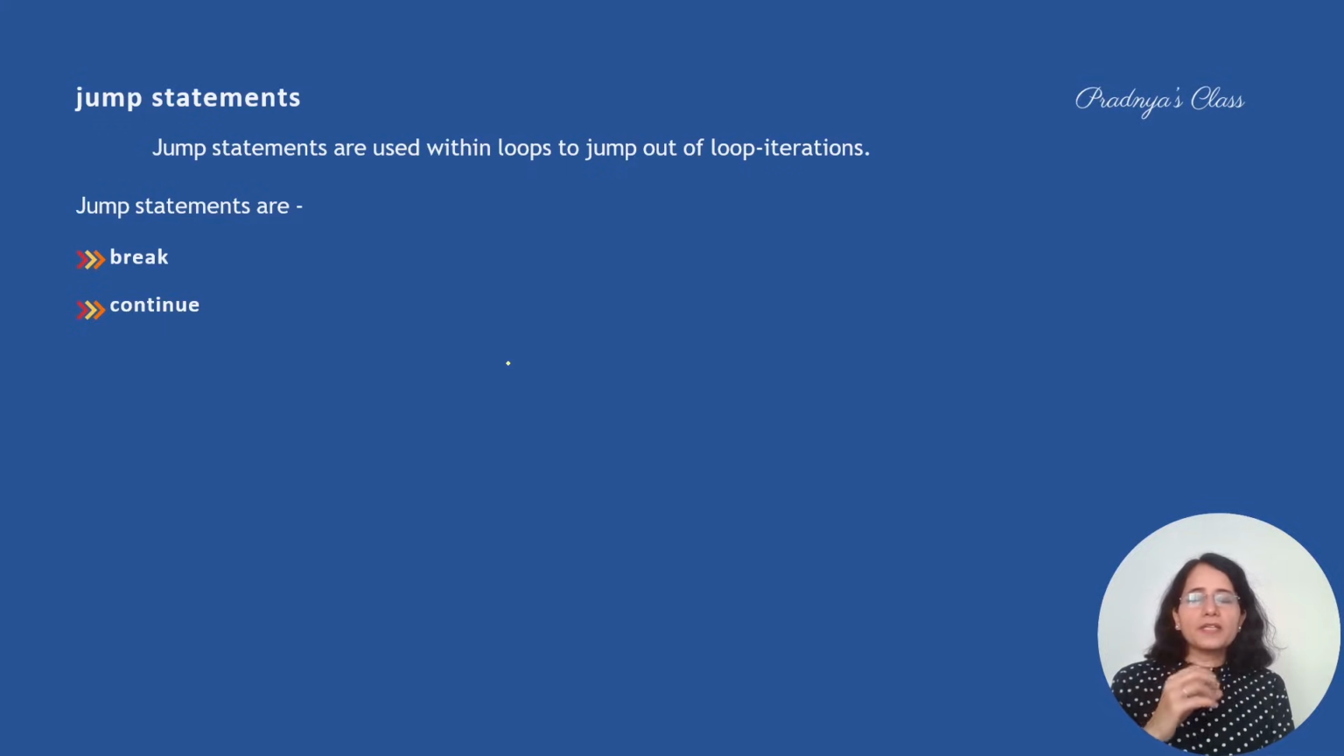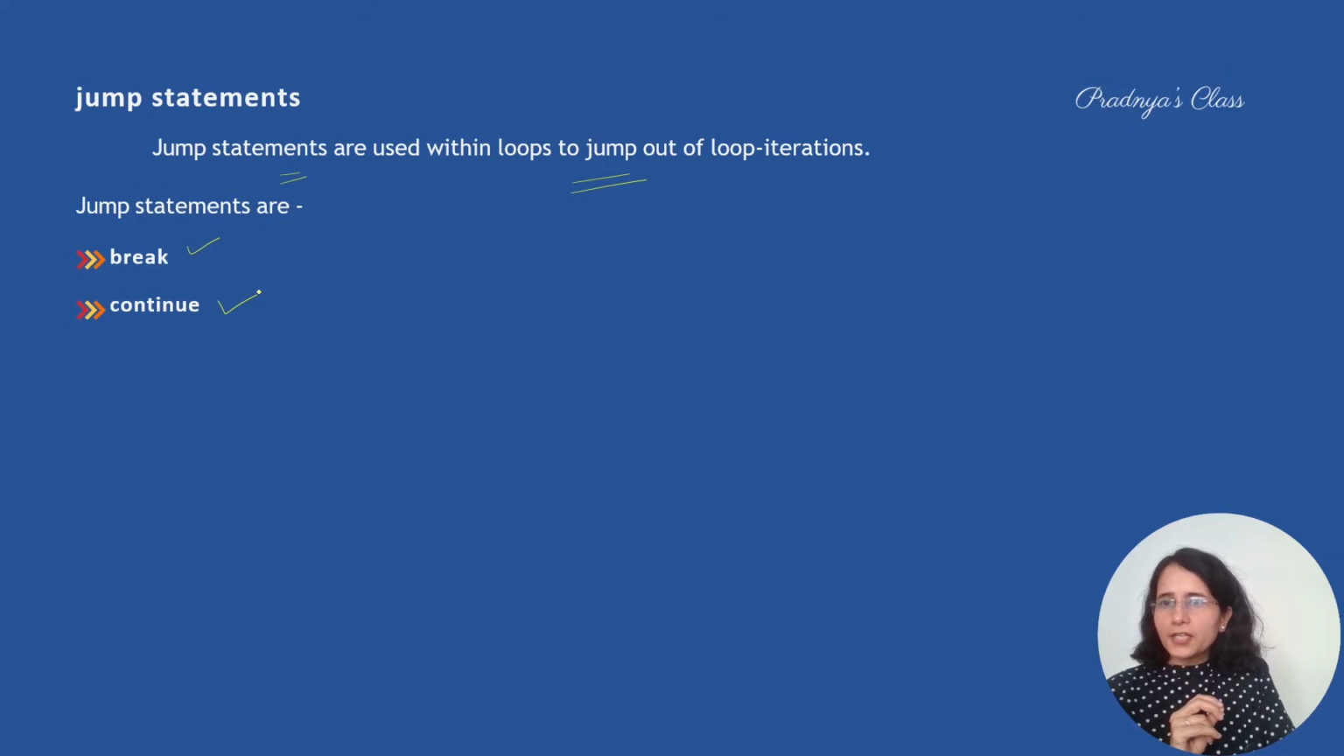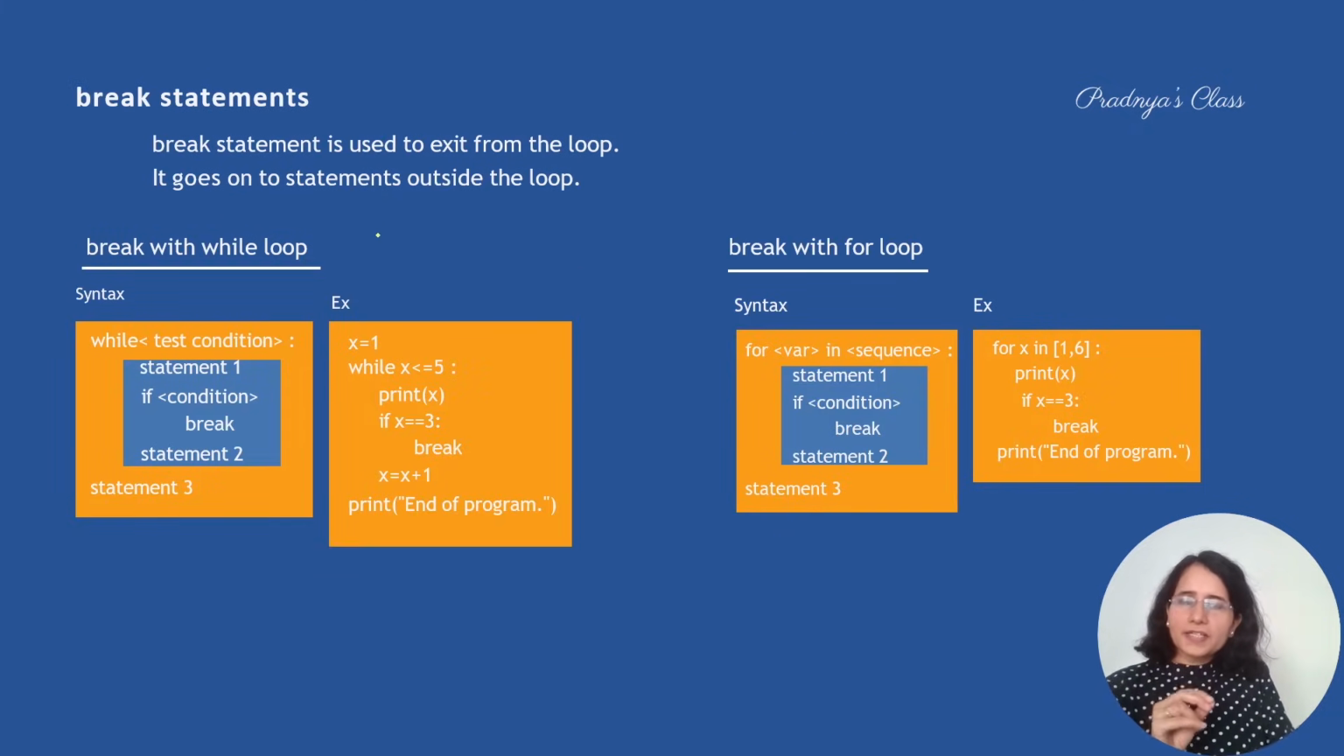Looping means statements will get repeated, but in case you want to come out of the loop in between, then we can use a jump statement. Jump statements are used to jump out of the loop. There are two jump statements: one is break, one is continue. So let's understand how the break statement can be used in a program to come out of the loop. The break statement is used to come out of the loop. It will exit from the loop and the control will go to the next statement after the loop.